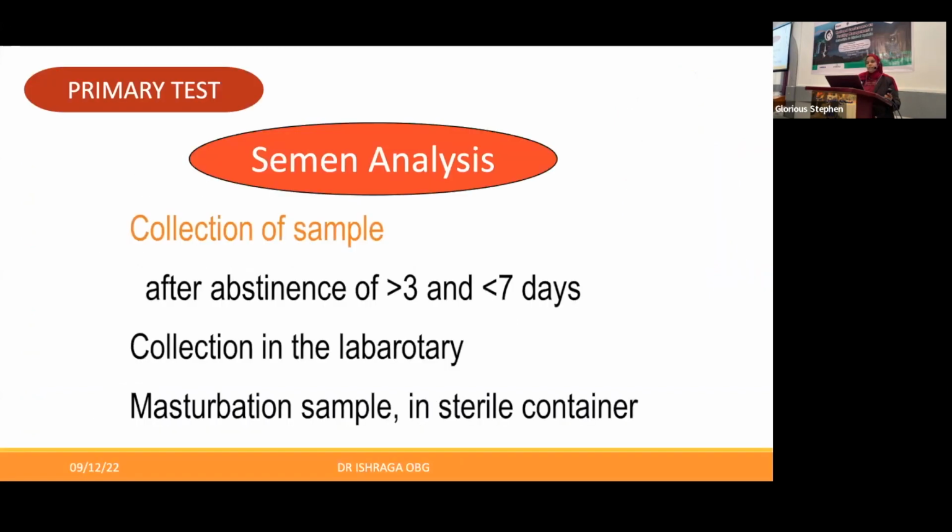The primary test is semen analysis. The collection of the sample should be after abstinence of more than 3 days and less than 7 days. Collection will be in the laboratory, as a masturbation sample in a sterile container.